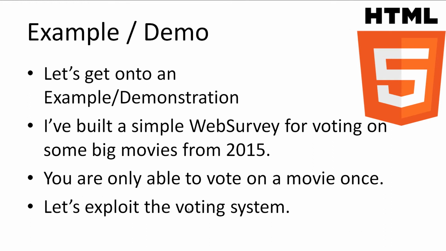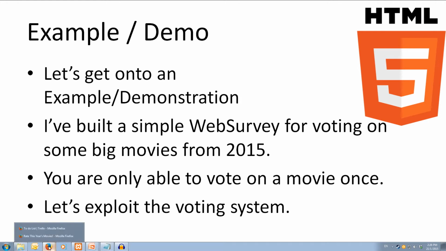Okay, now let's get onto the fun little demonstration and example. I've put together a simple survey on a local web server. The survey is of 5 movie titles from 2015 that visitors can vote on from 1 to 5, 5 being great, 1 being bad. The rule enforced on the user is that they are only allowed to vote once on each movie. So let's have a look and exploit the voting system.